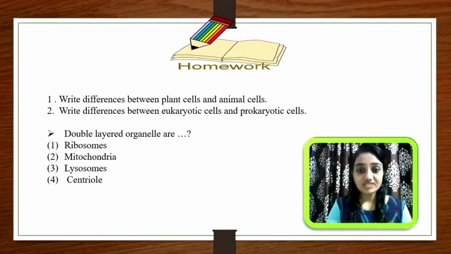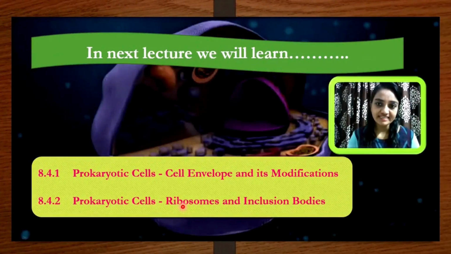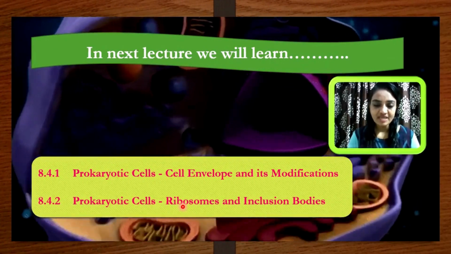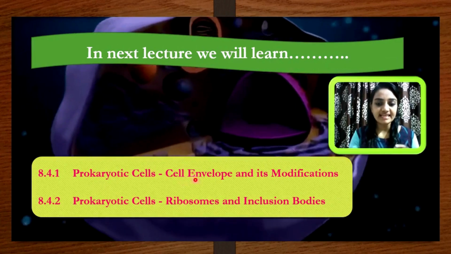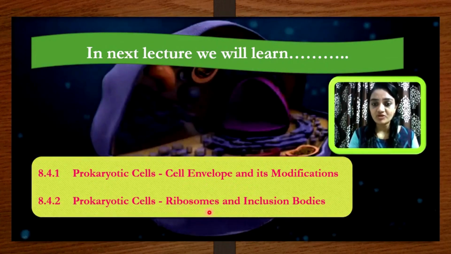So this is the homework for today's lecture: you have to write the differences between plant cell and animal cell. And second, you have to write the differences between eukaryotic cell and prokaryotic cell. In the next lecture, we will discuss the prokaryotic cell. In prokaryotic cell, we will discuss the cell envelope and its modification, and then we will learn about ribosomes and inclusion bodies. So till then, goodbye.